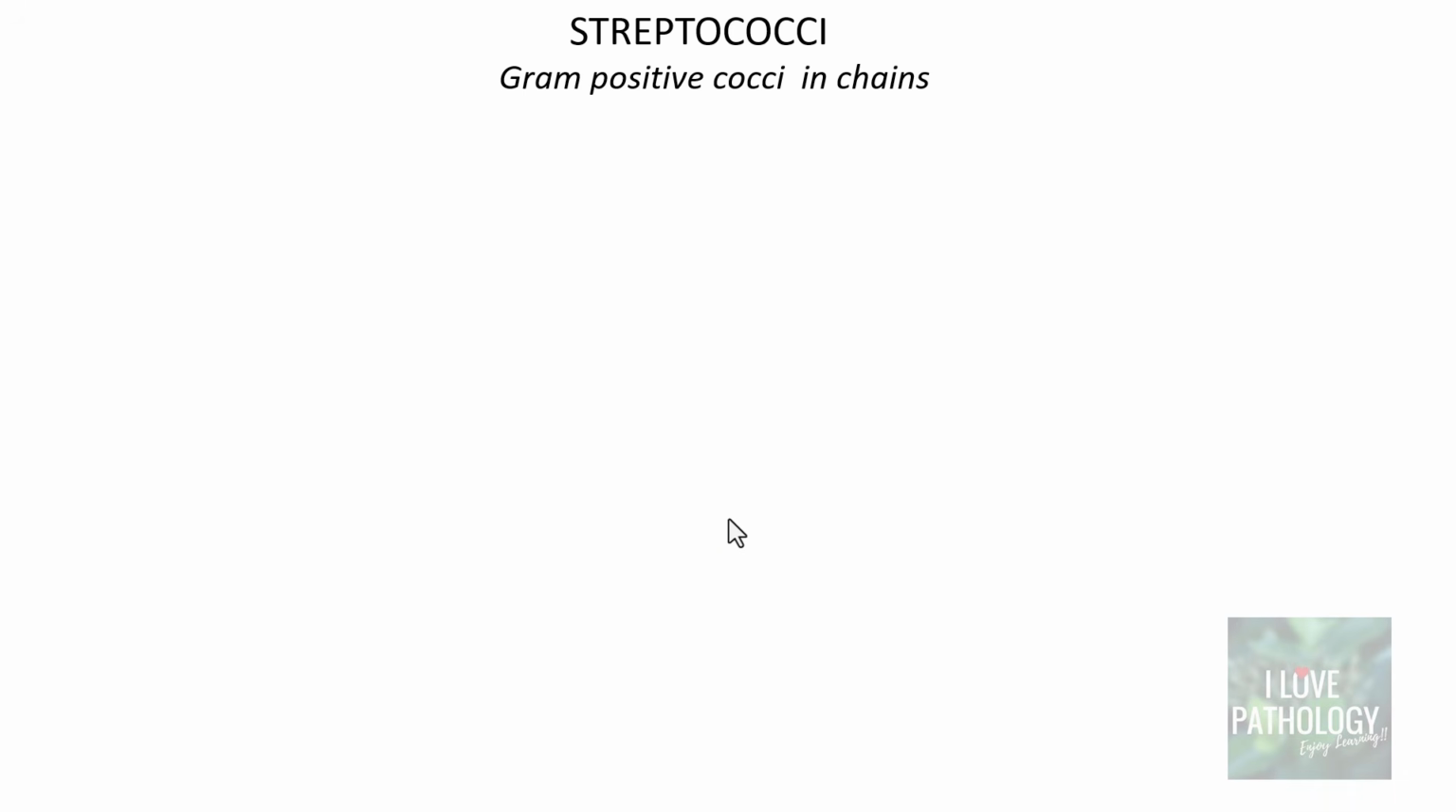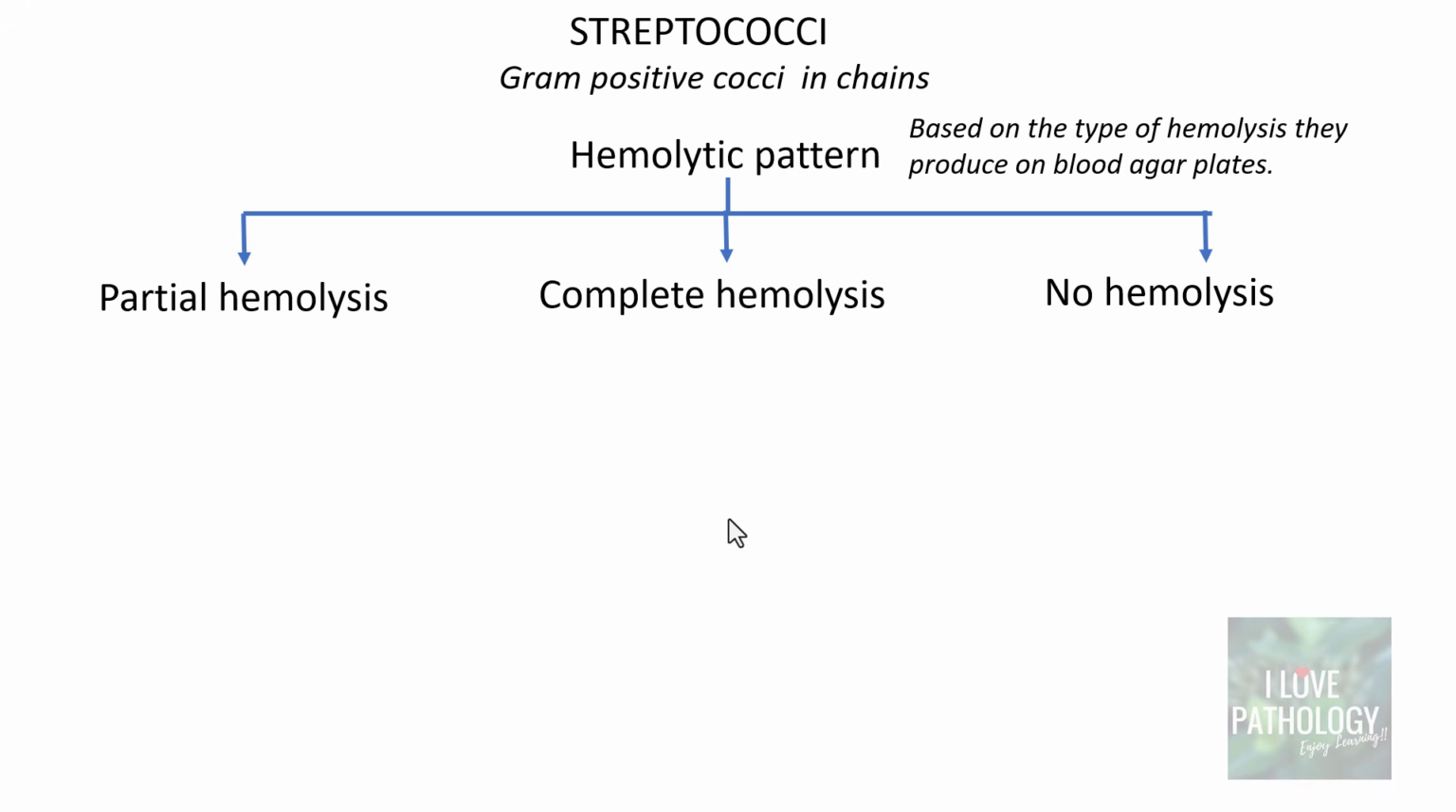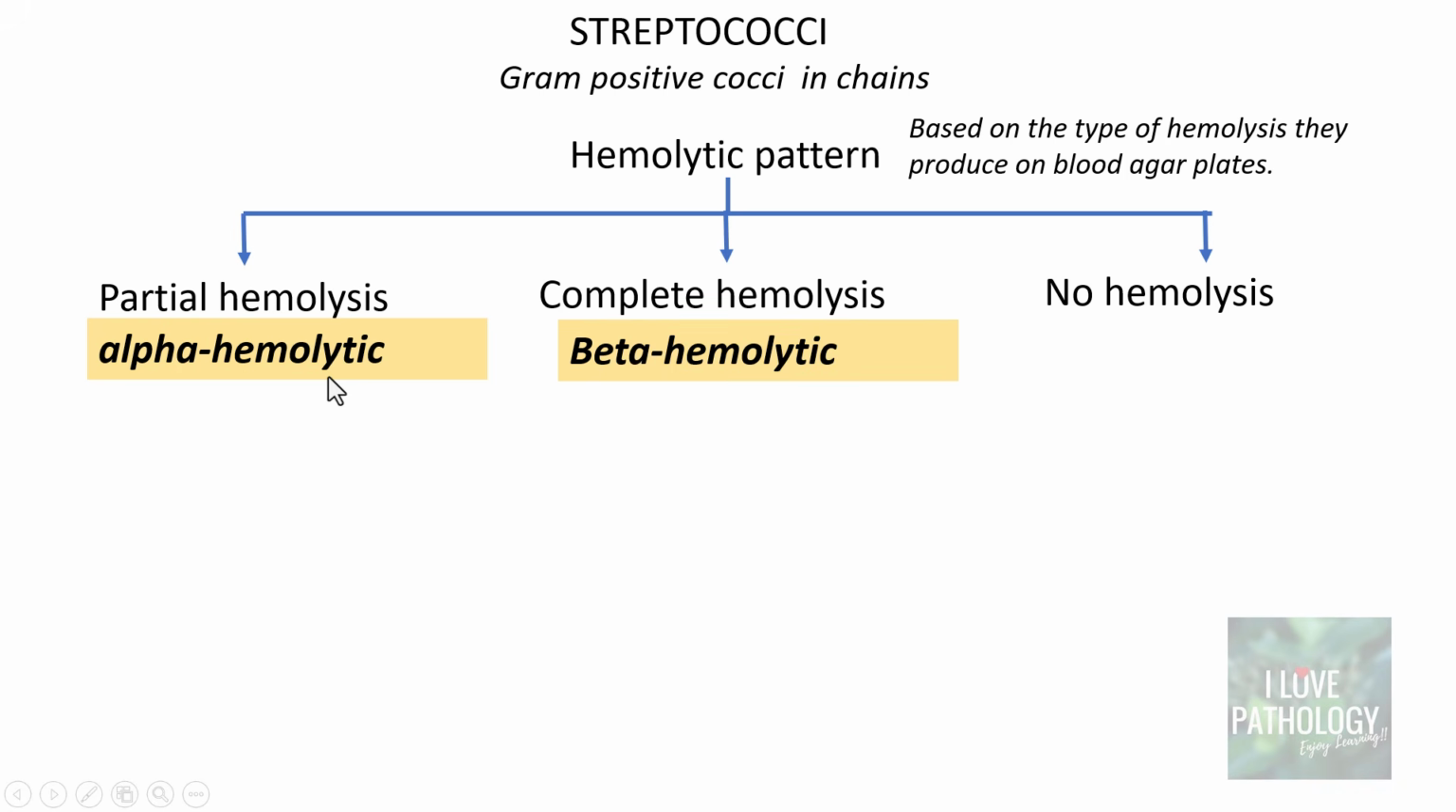Now let's look at what streptococci is. We all know that streptococci are gram positive cocci in chains, and they are classified into different types based on the type of hemolysis they produce on blood agar plates, depending on whether the hemolysis is partial, complete, or there is no hemolysis. If it is partial, it is alpha hemolytic. If the hemolysis is complete, it is beta hemolytic. And if there is no hemolysis, it is gamma hemolytic.